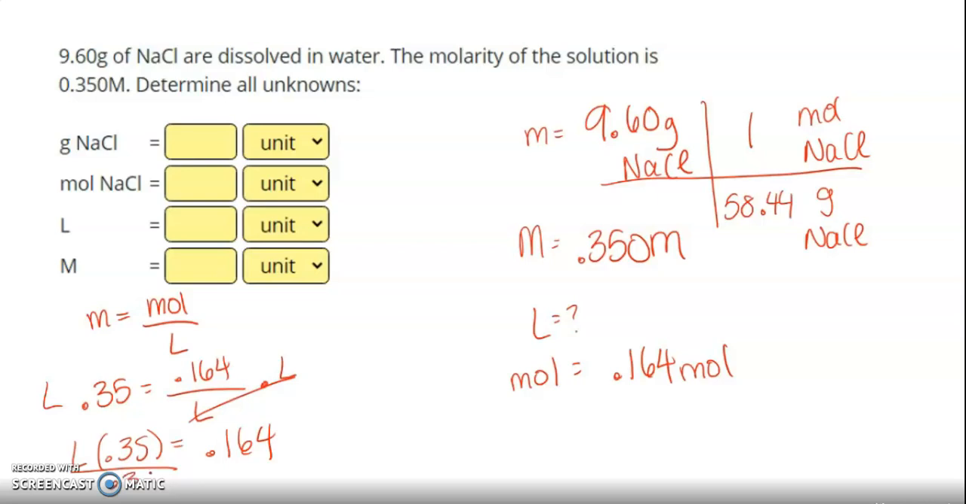Divide both sides by 0.35. It cancels out on the left side. And you get that L is equal to 0.164 divided by 0.35. So L is equal to 0.469 liters. So now we know our grams, our moles, our liters, and our molarity.